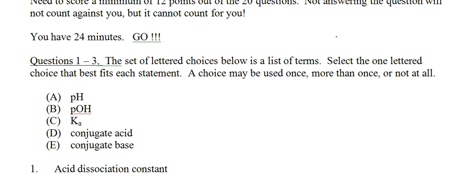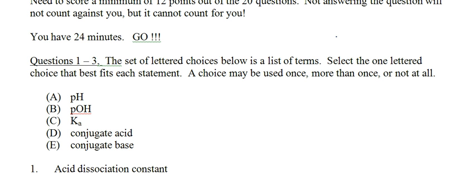Questions 1 through 3, the set of the letter choices below is a list of terms. Select the one-letter choice that best fits each statement. A choice may be used once, more than once, or not at all. So you have pH, pOH, Ka, conjugate acid, conjugate base.